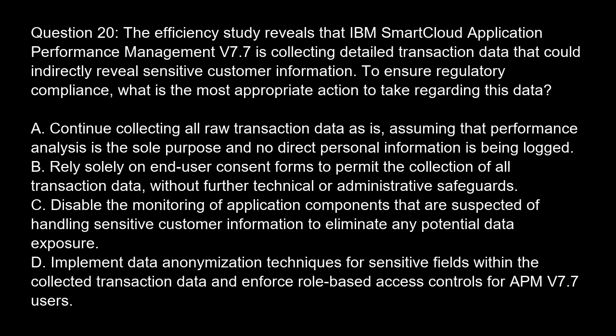Option A. Continue collecting all raw transaction data as is, assuming that performance analysis is the sole purpose and no direct personal information is being logged. Option B. Rely solely on end-user consent forms to permit the collection of all transaction data without further technical or administrative safeguards. Option C. Disable the monitoring of application components that are suspected of handling sensitive customer information to eliminate any potential data exposure. Option D. Implement data anonymization techniques for sensitive fields within the collected transaction data and enforce role-based access controls for APM v7 users.